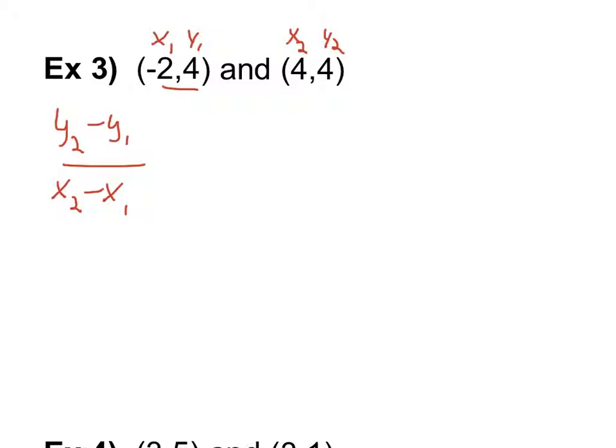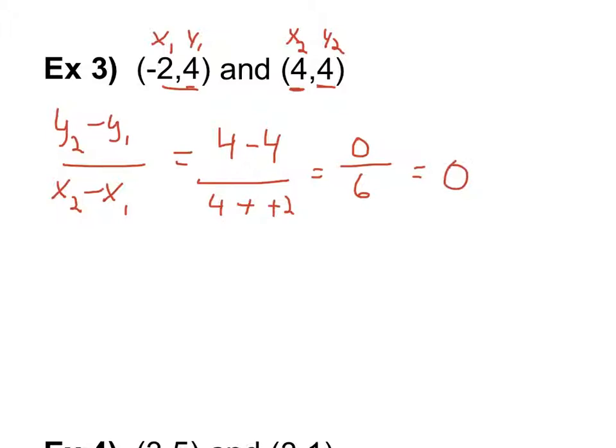So then I just plug in my numbers. 4 is y2, so I do 4 minus 4, that's my y1, over 4, that's x2, minus -2, which is my x1. And that equals 4 minus 4 is 0, and then keep change, and you get 0 over 6. 0 over 6 is just 0. 6 will not go into 0, so that would be 0.